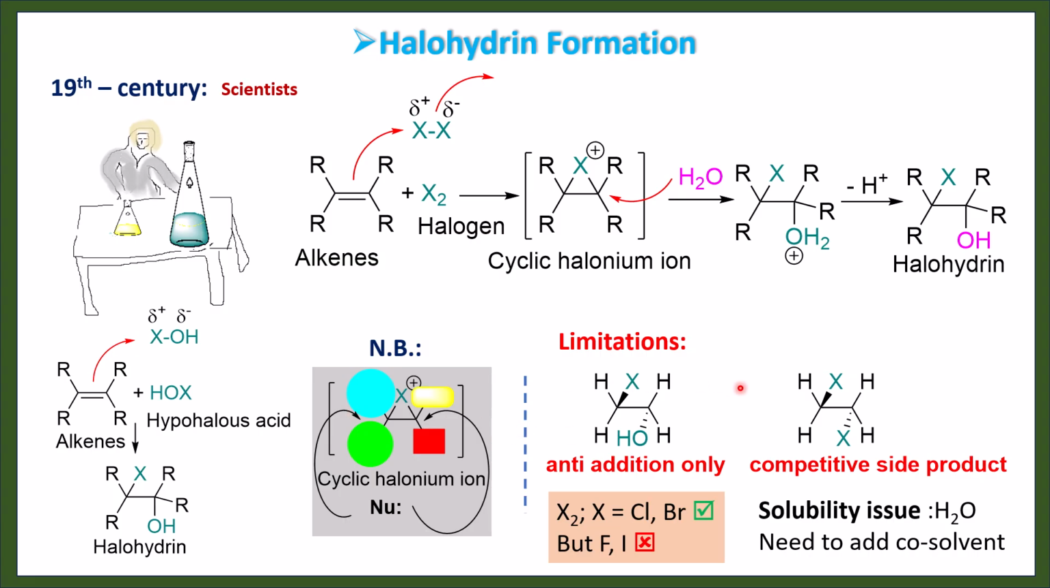Limitations of these reactions: only the anti-addition product is possible, and a competitive side product is formed as the halide is also present, so the dihalide product is also formed as a minor product. These reactions happen efficiently with chlorine and bromine, but iodine does not react the same way; it is slow, and chlorine reacts violently, so it is difficult to control. In these reactions, water is the solvent, but solubility is a little issue, so a co-solvent needs to be added.